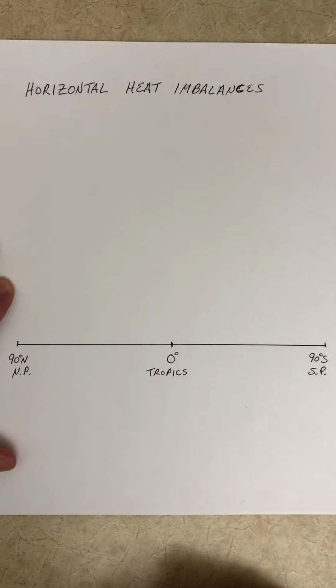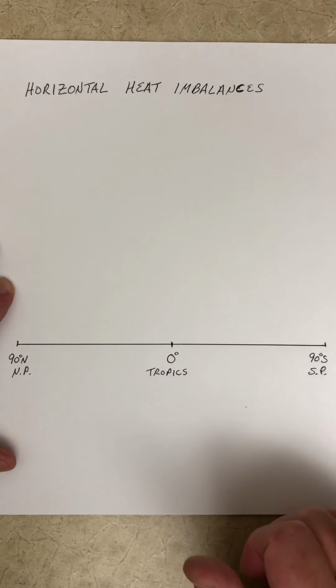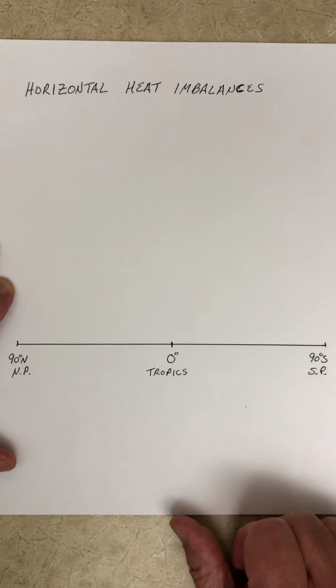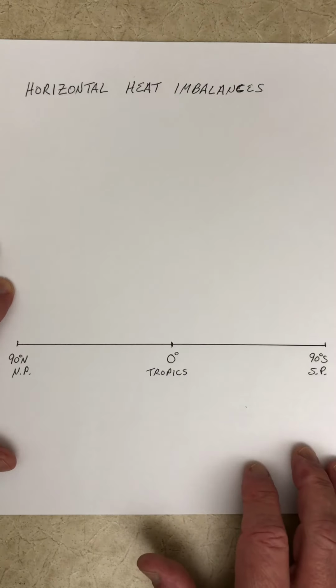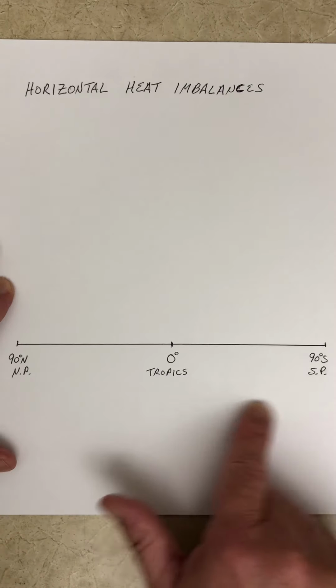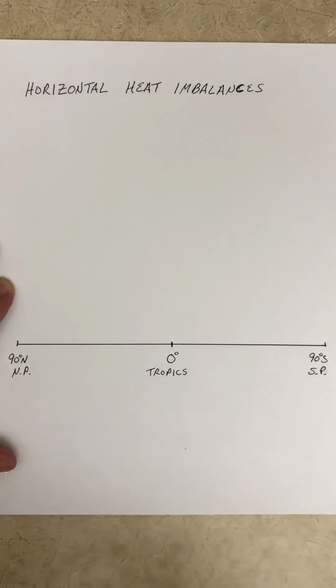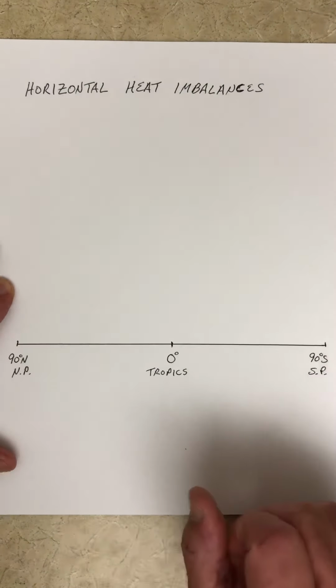Hi class. Earlier in chapter 4 part 2 we took a look at vertical heat imbalances, and now we're going to look at horizontal heat imbalances. I'm making a number line of actual latitudes here, so I guess it's a latitude line.